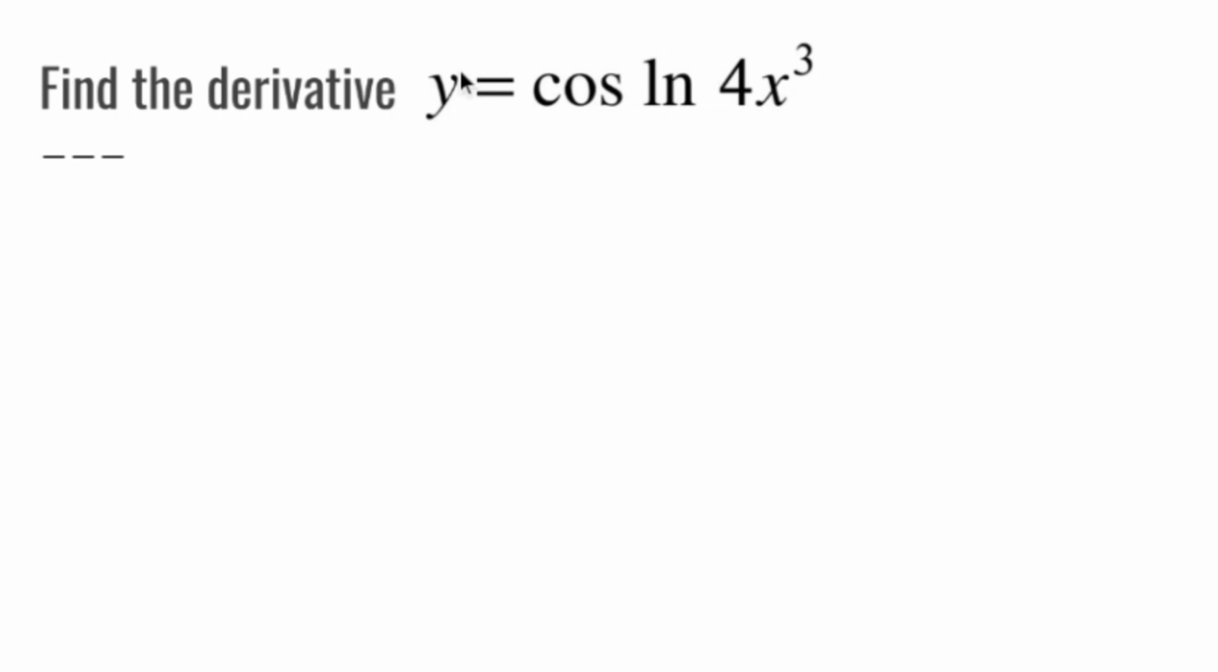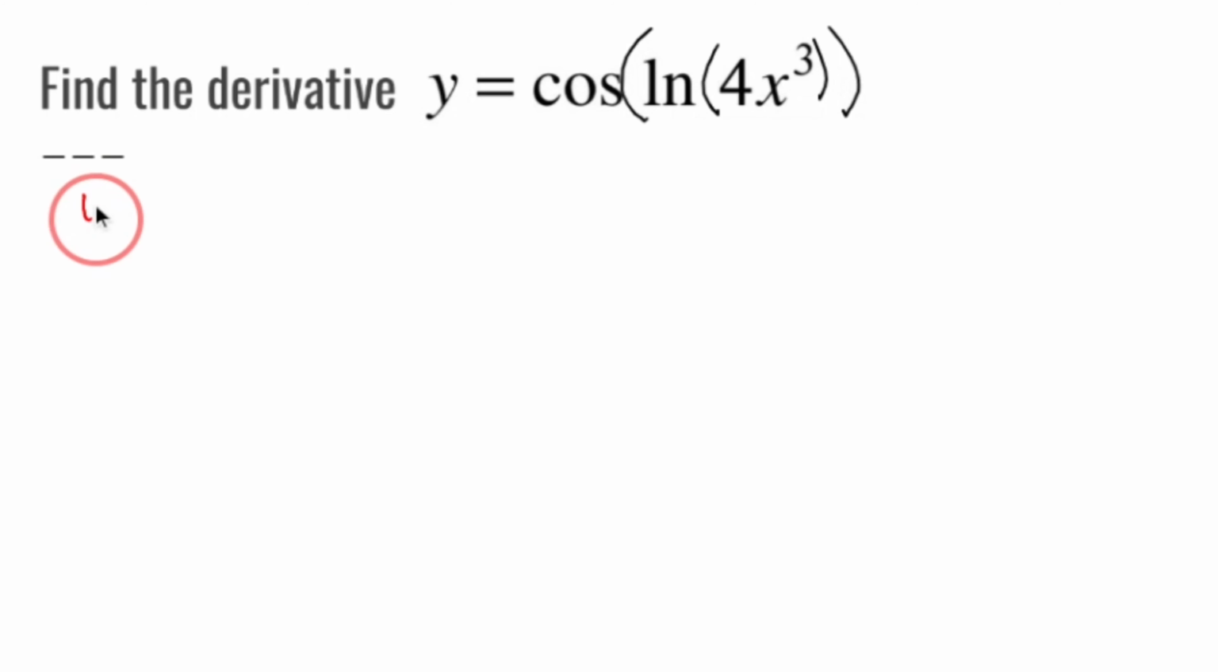Find the derivative of y equals cosine of ln of 4x cubed. So that's cosine of ln of 4x cubed. Well, this is definitely going to involve chain rule, but it looks like it's going to be chain rule within chain rule. So lots of chains. No big deal. We start out with cosine of stuff.